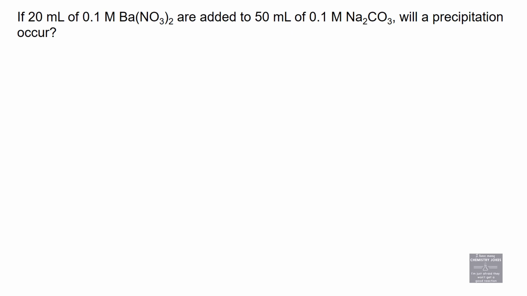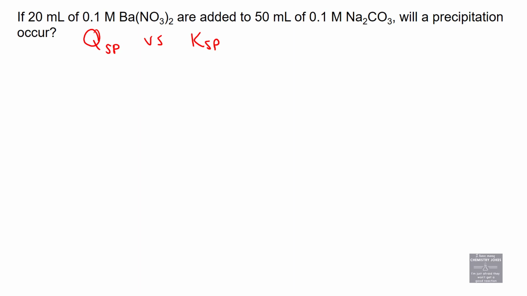As we continue our discussion of solubility equilibria, we will be asked to answer questions like this. If 20 milliliters of 0.1 molar barium nitrate are added to 50 milliliters of 0.1 molar sodium carbonate, will a precipitation occur? Well, when we hear "will a precipitation occur," we think Qsp officially, and we're going to need to compare Q to Ksp to see if a precipitation will happen.